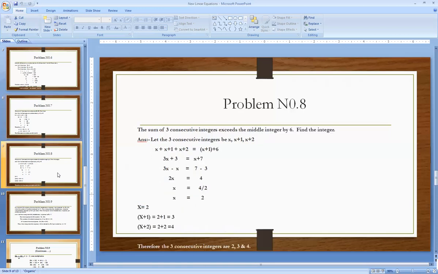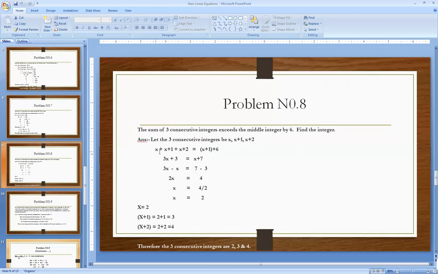In this 8th question they have given that the sum of three consecutive integers exceeds the middle integer by 6. Find the integers. In the same manner as we calculated, the three consecutive integers are x, x plus 1 and x plus 2. But this is totally different. They have not given the total value, but the sum exceeds the middle integer by 6. So the middle integer is increased by 6, which means we should add 6 to the middle integer, that is x plus 1.